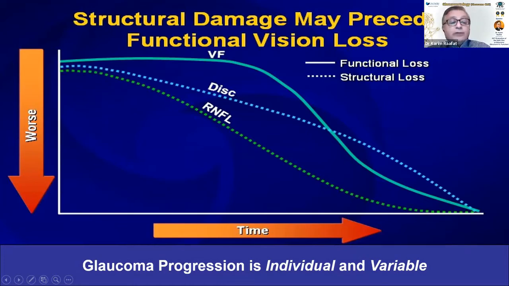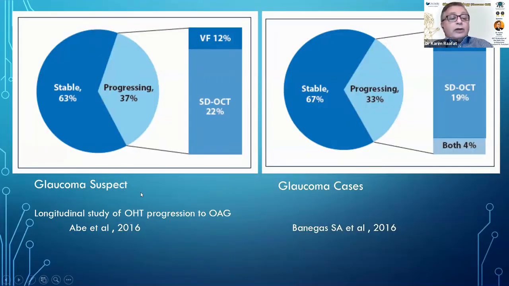And very interesting studies were done about the glaucoma suspect patients, and they were followed up longitudinally. They found it stable in about 63% and progressing in 37%. But this progression was detected far more with the spectral domain OCT than the visual field. And for the already diagnosed glaucoma cases, they were followed, stable and controlled in 67%, while progressing was 33%. And again, this progression was detected far more with the spectral domain OCT, the structural means, than the functional with the visual field parameters.